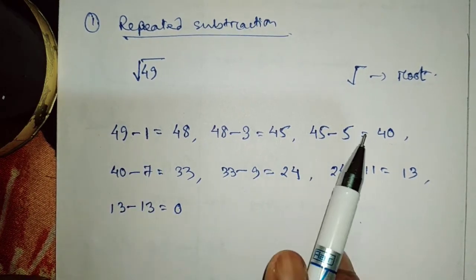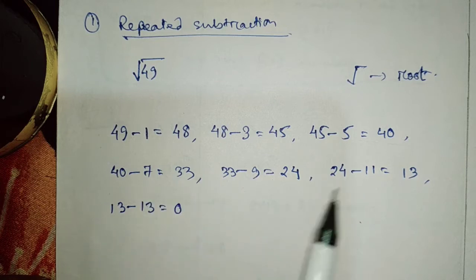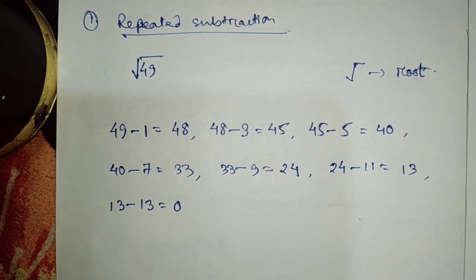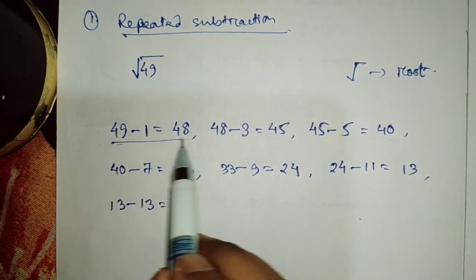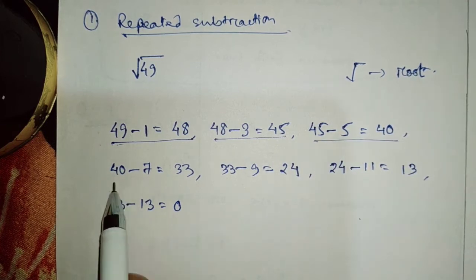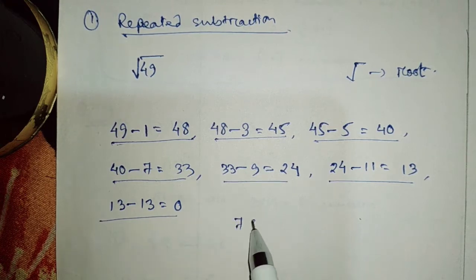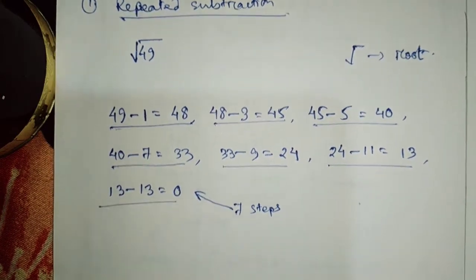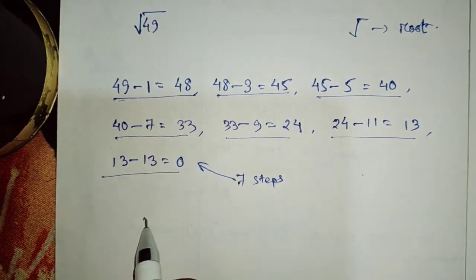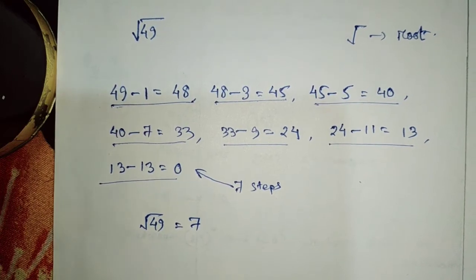Now after this successive subtraction of the odd numbers 1, 3, 5, 7, 9, 11 and 13, we count in how many steps we have obtained 0. We count 1, 2, 3, 4, 5, 6 and 7. That means in 7 steps we have got 0. So we can say that the square root of 49 is equal to 7.